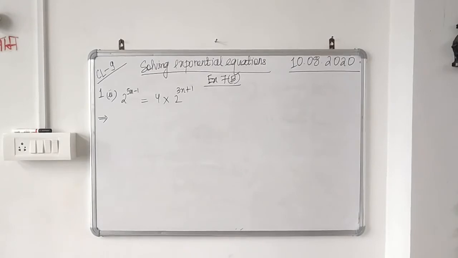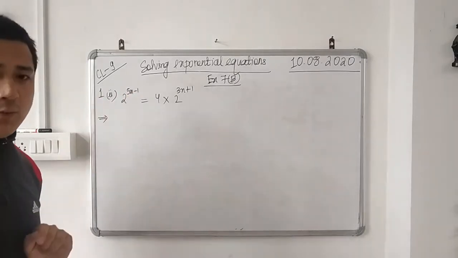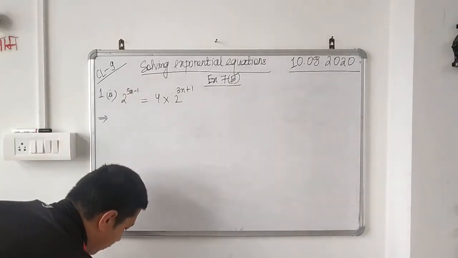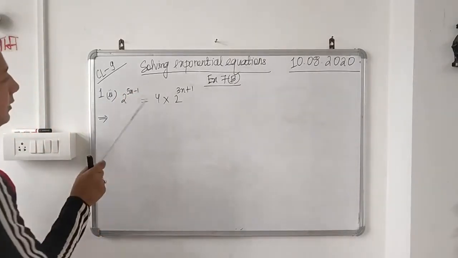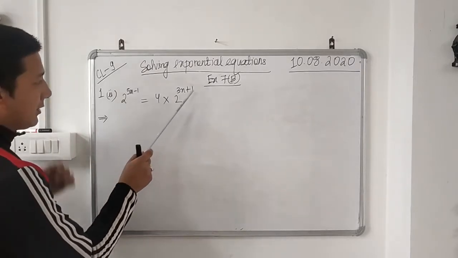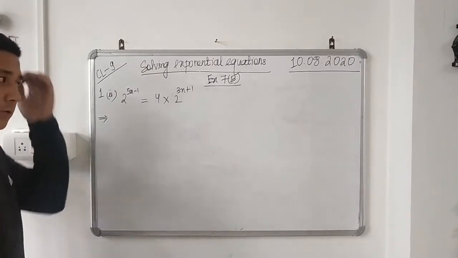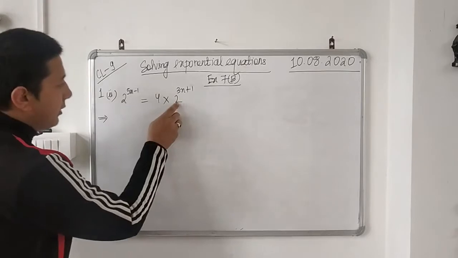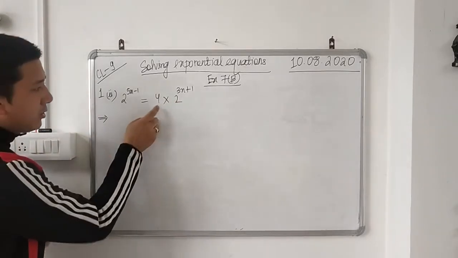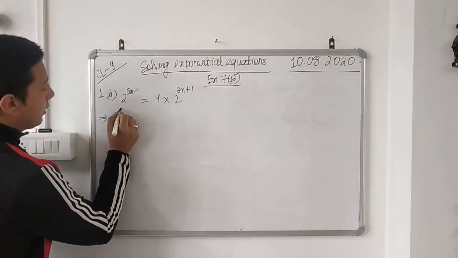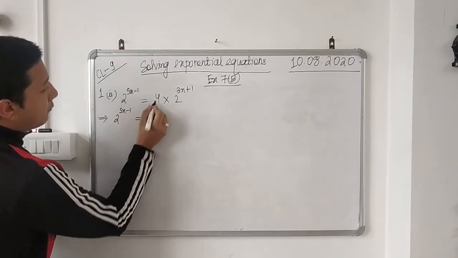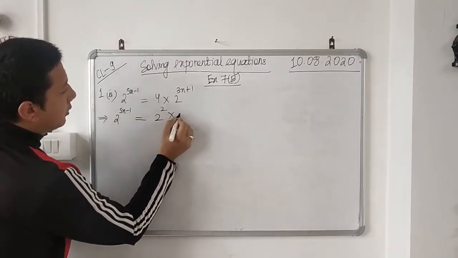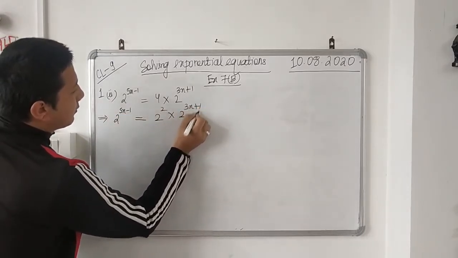Alright boys, next one is question number 1 part 2. So you can see 2 to the power 5x minus 1 is equal to 4 into 2 to the power 3x plus 1. Alright, so what to do out here is, first of all, it is already in exponential form. What is the exponential form of 4? Can I write 2 to the power 2 into 2 to the power 3x plus 1, as it is.